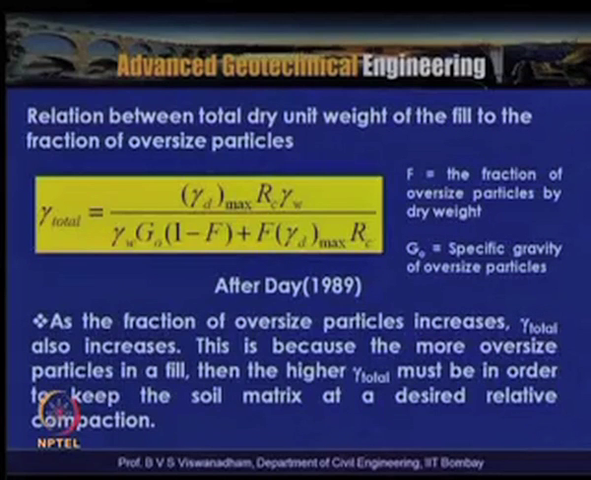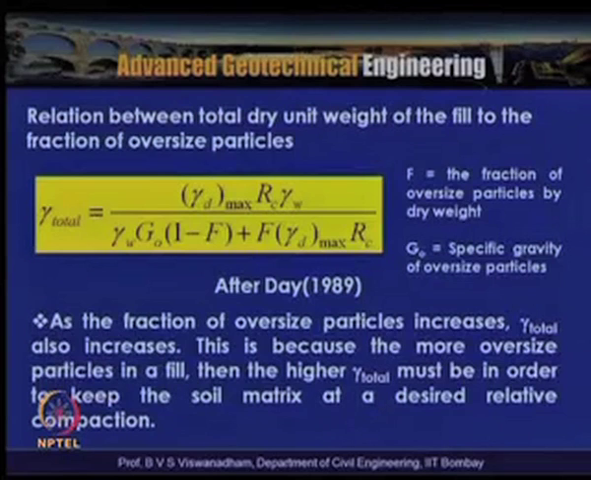The relationship between the total dry unit weight of the fill and the fraction of the oversized particles is given here. Gamma total is the total unit weight of the soil matrix, and gamma D max is the maximum dry unit weight of the soil in the laboratory. RC is the relative compaction, gamma W is the unit weight of water, G naught is the specific gravity of the oversized particles, and F is the gravel fraction, and gamma D max is again the laboratory maximum dry unit weight of the soil.